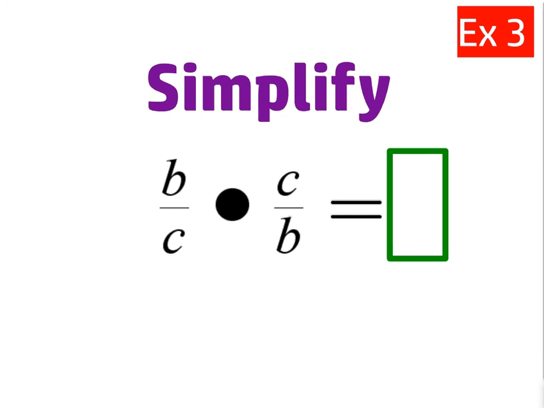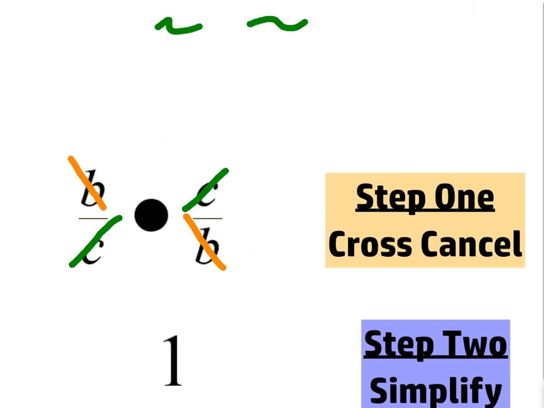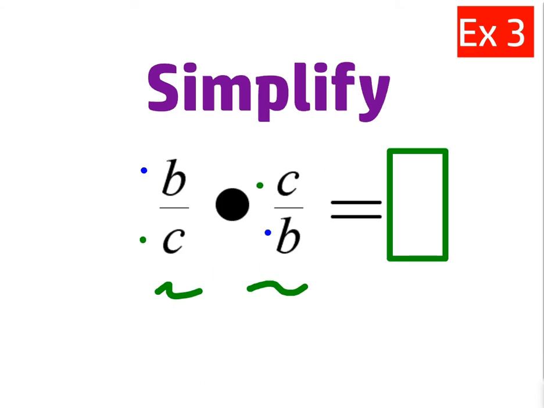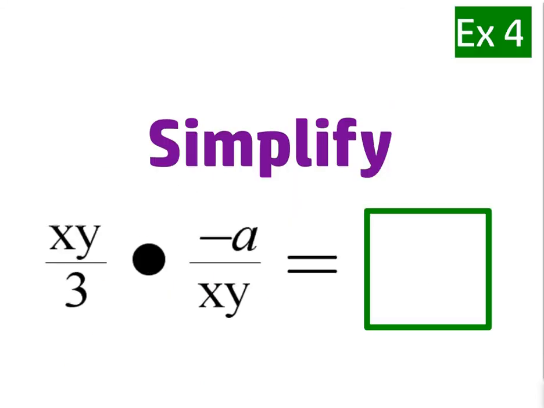We have b over c times c over b. Now notice that we have a c in the denominator and numerator, and we also have a b. We have b's in the numerator and denominator. So that means we're going to have a double cancellation. And again, when everything cancels out, basically you have a 1 on top and a 1 on the bottom, and that just becomes 1. So final answer for this one is 1.